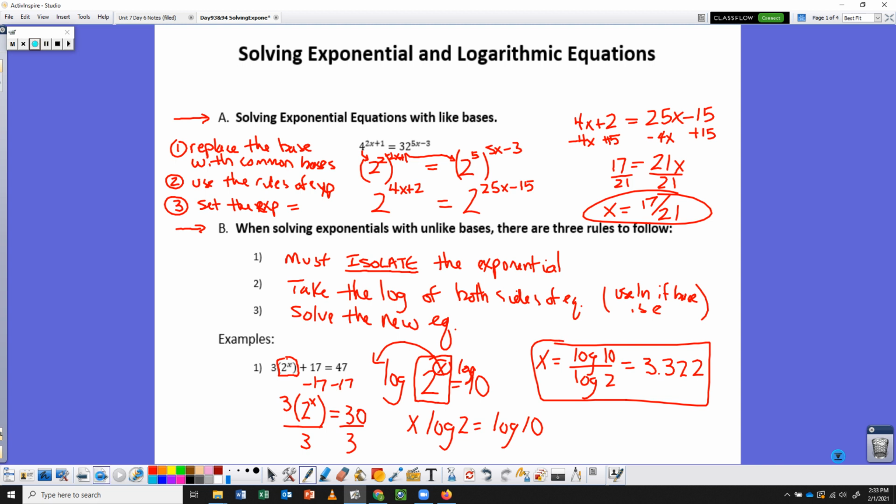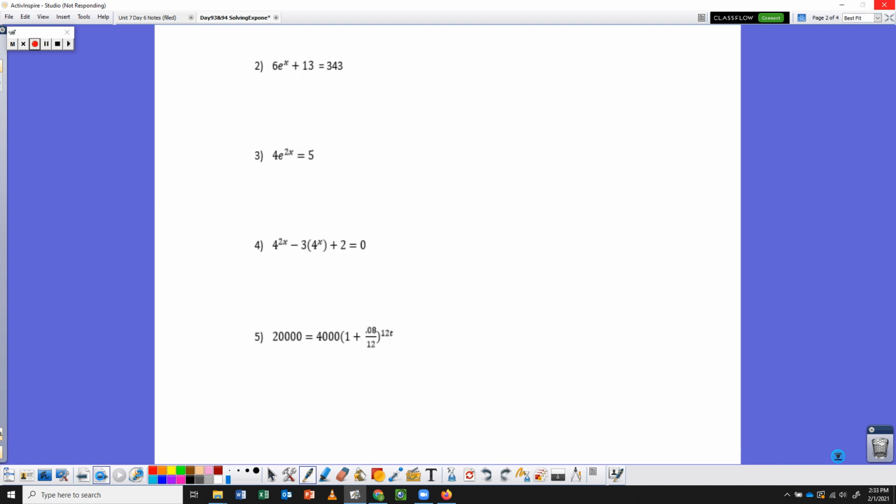Okay, so we have example number 2, which is 6 e to the x plus 13 equals 343. So again, the exponential in this problem is e to the x, and our first step is to try to get everything else unattached from that and moved over to the other side. So I'm going to be subtracting 13 from both sides. So we're going to have 6 e to the x equals 330. And then I'm going to divide both sides here by 6. So you're going to get e to the x equals 55.